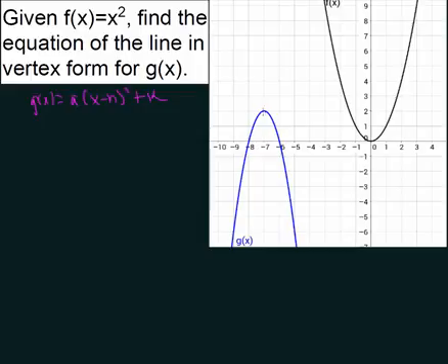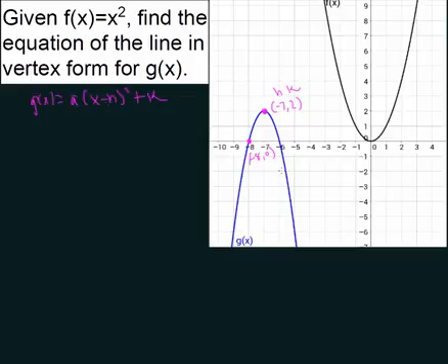So here's our new graph. This is g of x, this is f of x. It's an obvious transformation of x squared. So we're going to start with our vertex, which is right here at -7 and 2. So that gives us our h and our k. And then we're going to use this point right here, -8 and 0, to find our a value once we plug in for h and k.